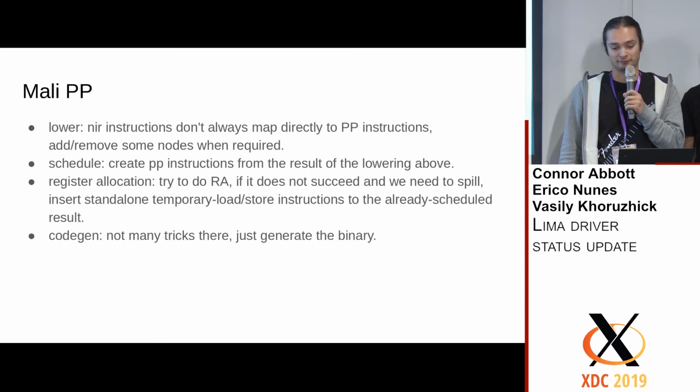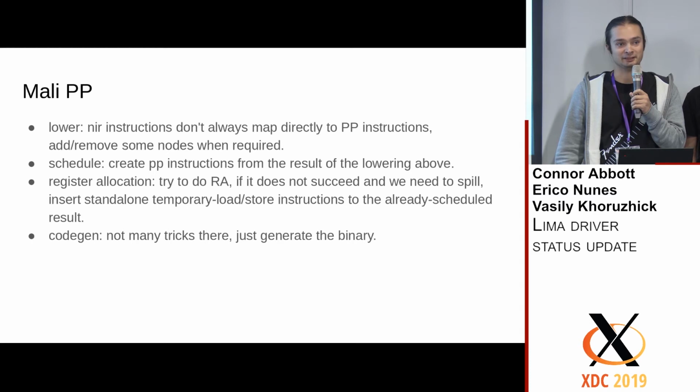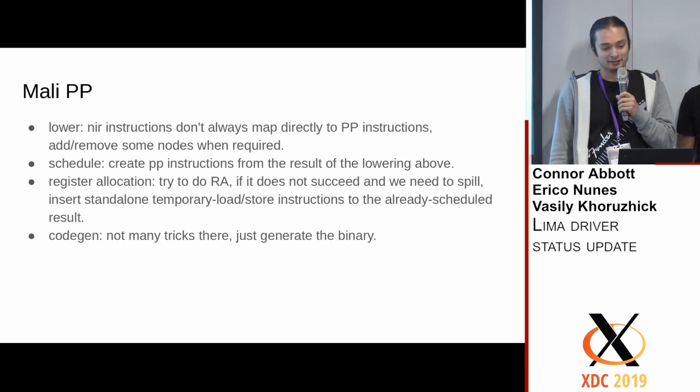For example, we have to dance around with a varying that is a coordinate of the sampler, since apparently in NIR it's usually an SSA or NIR register, and we treat it as a special op in PPIR.